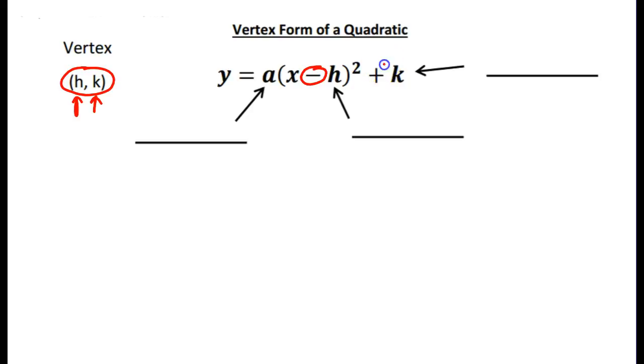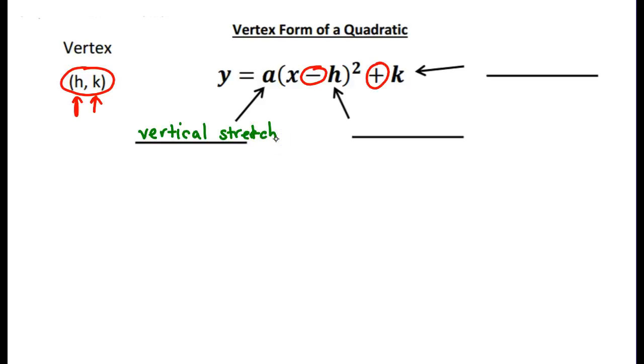Our k value here though is positive. So whatever k is at the end, if it's positive, it's meant to be positive. If there's a negative there, it's meant to be negative. So let's talk about what each of these three different variables that you see here, a, h, and k, represent. A is going to represent your vertical stretch.